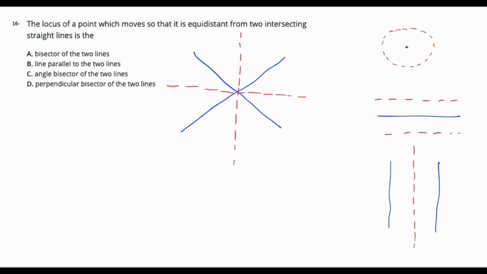Now, for this particular question, the question is, if we have two intersecting lines, what is the locus of those two intersecting lines? For this case, we have two lines that bisect the angle created by those two lines. And in this case, in my opinion, the best answer for this question is C. A is somewhat ambiguous. It says the bisector of the two lines, but that's not what we're looking for. What we're looking for is actually the bisector of the angles. So I would say C.